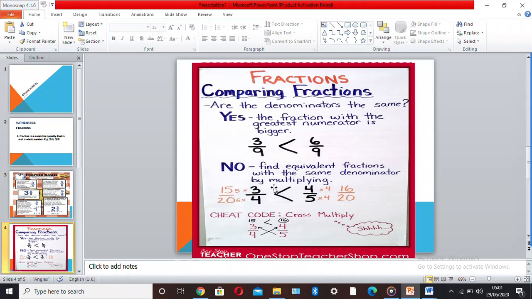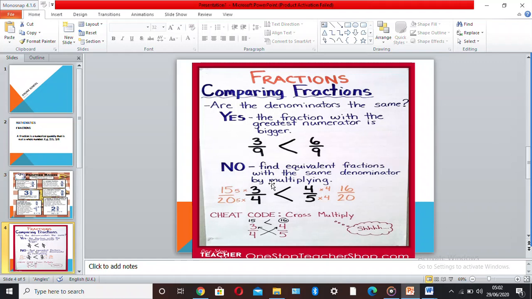You want to use multiplication to get your answer. If we decide to multiply by 5, it gives us 15. 4 times 5 gives us 20. And over here, 4 times 4 is 16. 5 times 4 is 20. So already we know that this is less than 4 over 5.